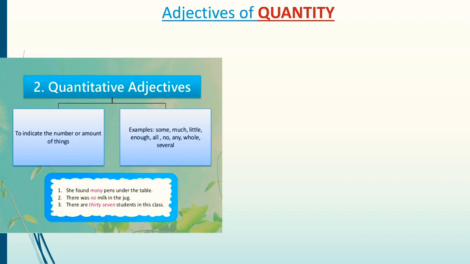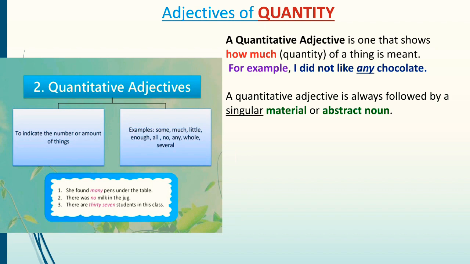She found many pens under the table. There was no milk in the jug. There are 37 students in the class. A quantitative adjective is one that shows how much of a thing is meant. For example, I did not like any chocolate. A quantitative adjective is always followed by a singular material or abstract noun.